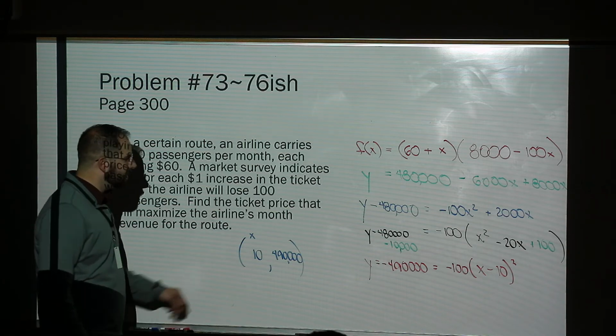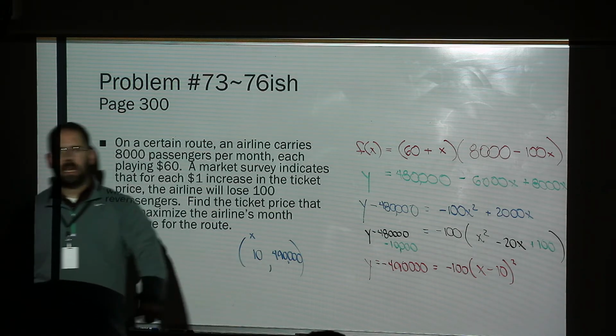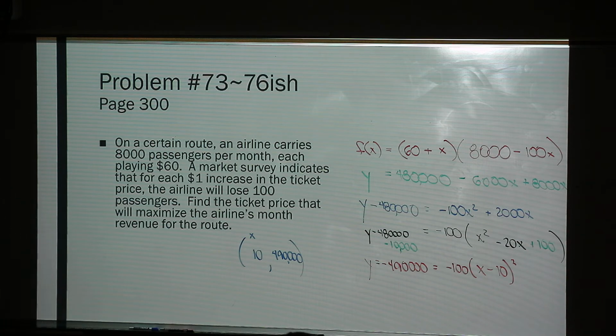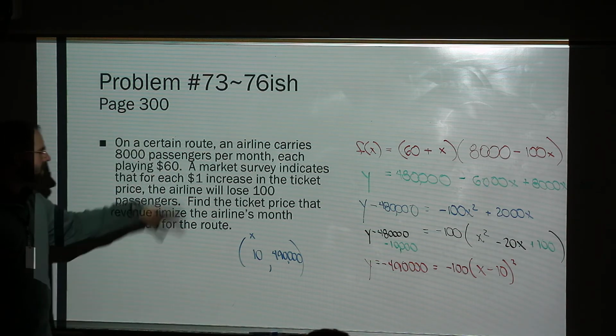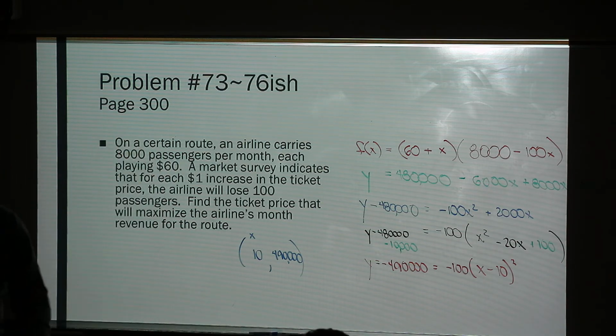But again, this would be the maximum revenue. You make 490,000 just by increasing by $10. Now again, by increasing by $10, I'm going to lose 1,000 passengers. But I'm going to make more money. That's the idea. Okay, and I could make this problem up by increasing by $1. I can make that any number I want.